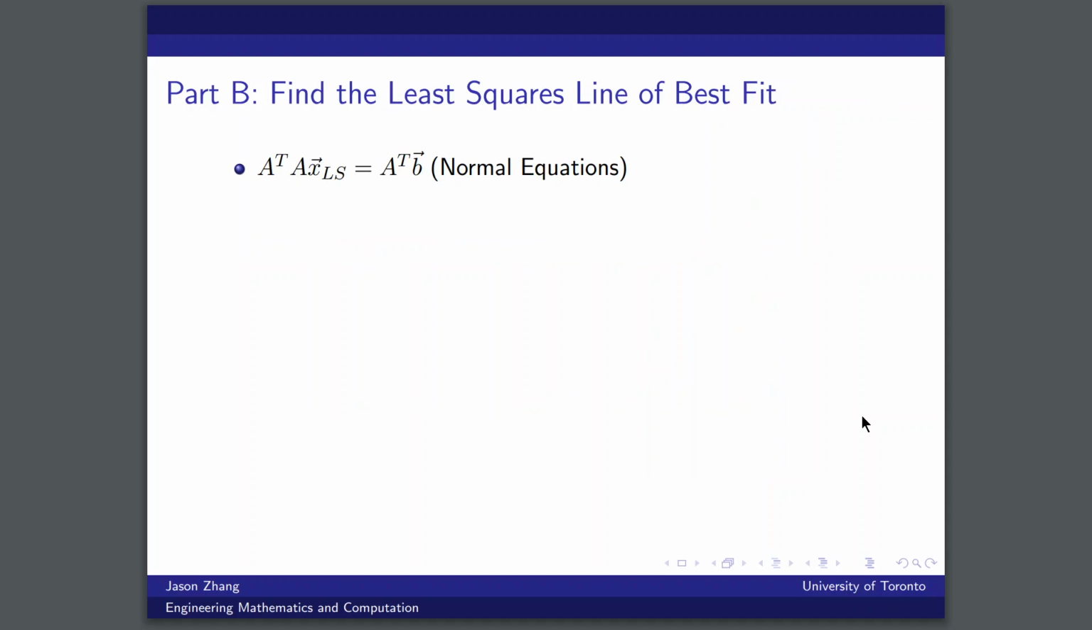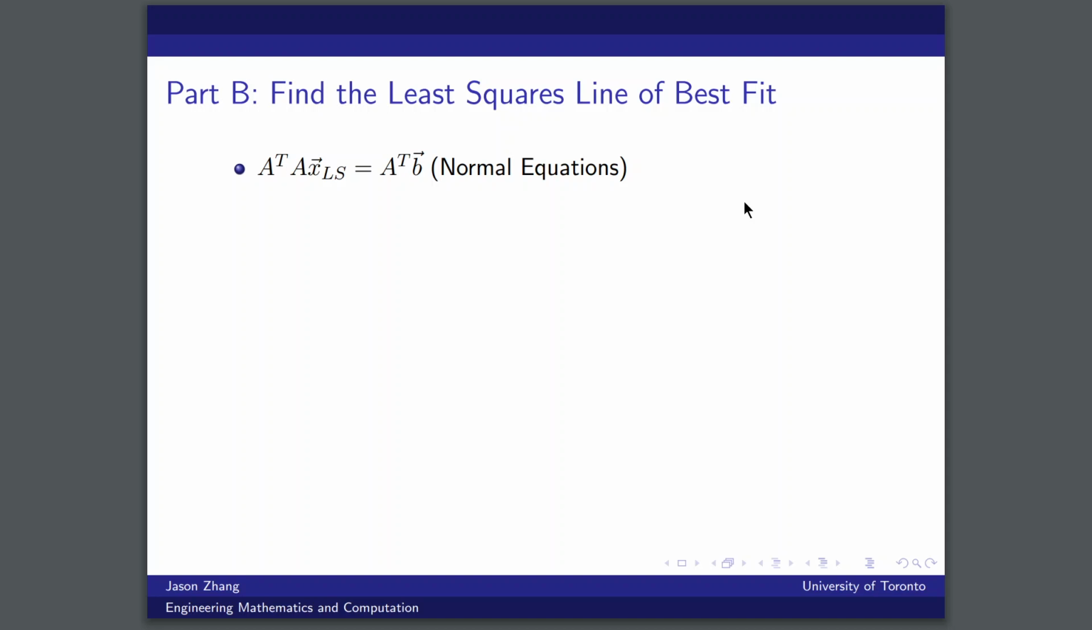So part B, let's find the least squares line of best fit to these 5 data points. And we'll do this using the normal equations. I'm not going to go over the derivation of the normal equations, but essentially, if we want to find a best fit for our data points, we can frame it as an AX equals B problem. So we want a vector X of fitting parameters such that AXLS will be as close to B as possible.